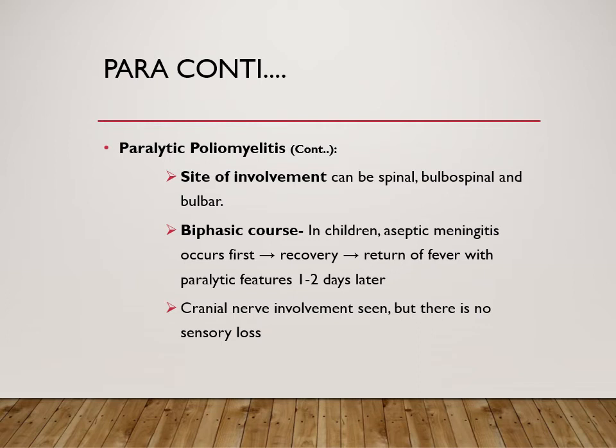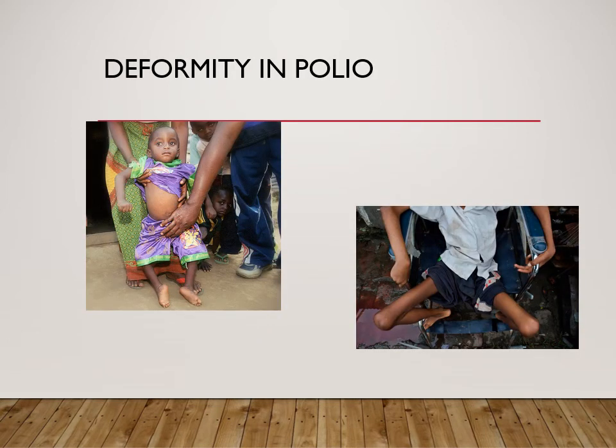When you touch that limb, the child will feel that you have touched. That is sensory sensation. Cranial nerve involvement can be there. Here you can see pictures of the deformity in poliomyelitis, how the limbs have been affected. It can be the lower limb, it can also be the upper limb.